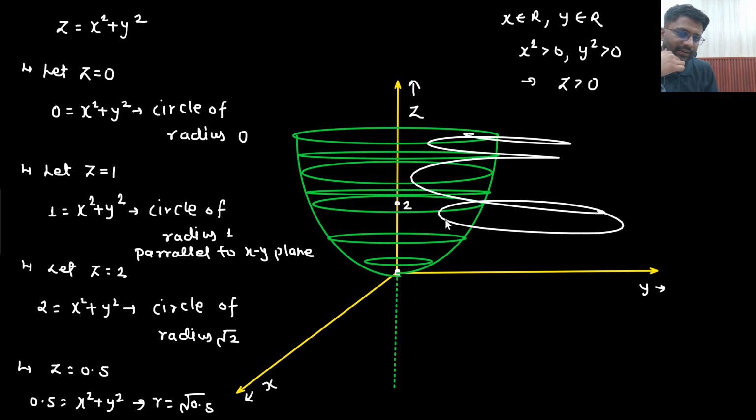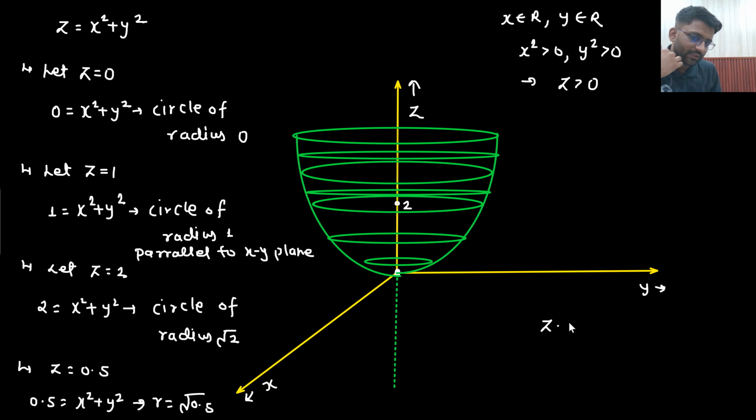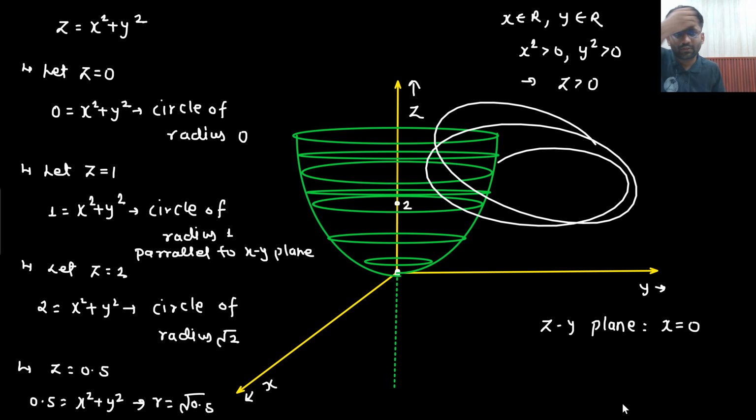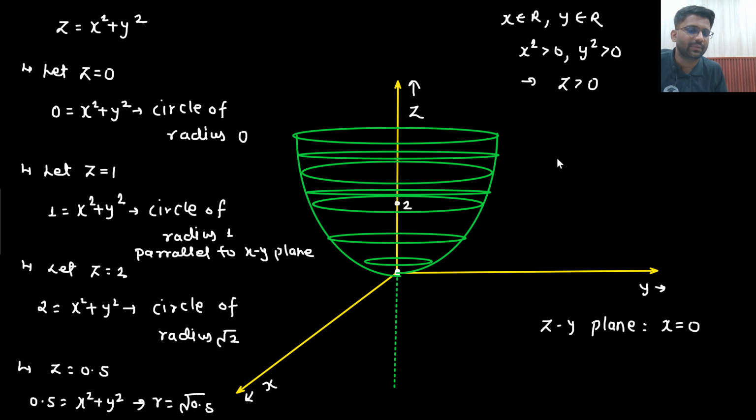Because let's talk about the zy plane. What is the meaning of the zy plane? The zy plane means simply x equals 0, because on the zy plane, x will be equal to 0. Right? If there is some point on this plane, then what is the value of x? X is 0, no, because you are not covering any distance on x. So the zy plane means x equals 0. If you put x equals 0 here, what do you get? Z equals y square. So on the zy plane, you will follow this equation: z equals y square. What does that mean? It has to be a parabola only.